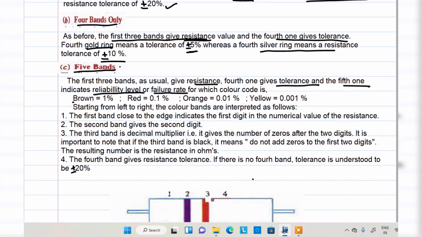For example, if brown is the fifth color, the failure rate is 1%. 99% is okay, but 1% there may be a chance of the resistor failing. If the fifth band is red, only a 0.1% failure rate. In case of orange, what is the failure rate? 0.01%. In case of yellow, the value is 0.001%. That means which resistor is the best one? The yellow one. If the fifth band is yellow, that resistor gives maximum safe value, and the failure rate is minimum. That's why it is a good resistor. Okay, this was the fifth band.